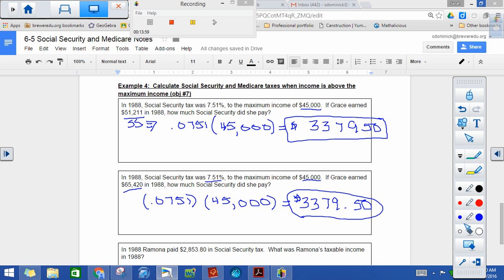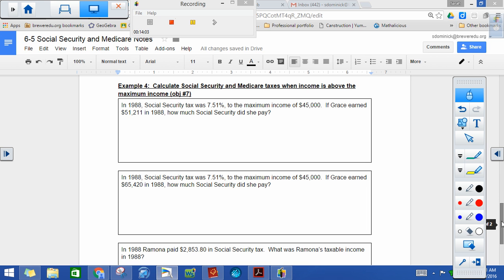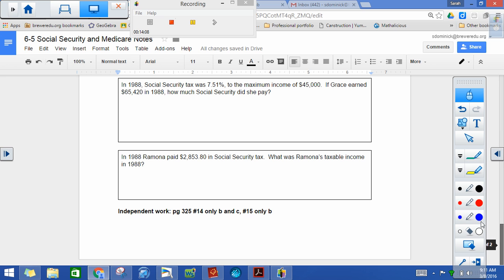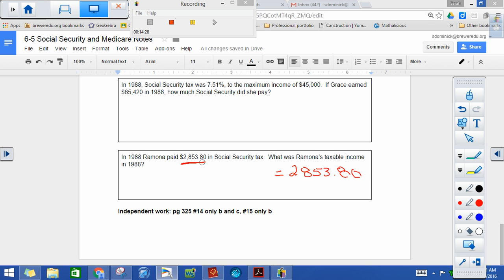Okay, the next one is a little bit different. It's the same idea, but you're going to do your math a little different. Everything you've done so far today has been multiplication. And these are different colors, but it's different. Okay, here, they're giving you what they actually paid. This has been the answer to every other problem. They're giving that to you. So I know whatever I do, it's going to equal $2,853.80. Right? That's what they paid in.